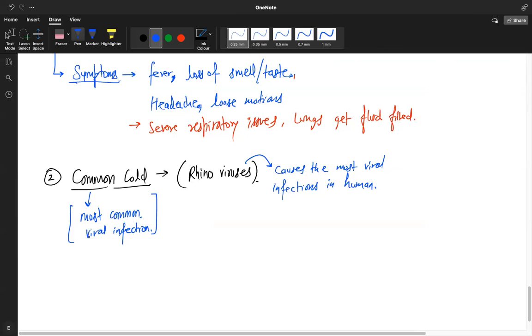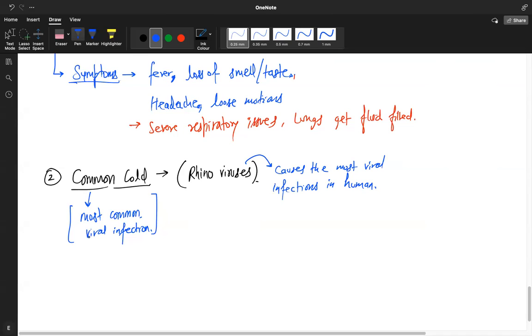Okay. So you will write the symptoms for common cold on your own, and how common cold can spread, and the causative agent is rhinoviruses. So most of the viral infections spread mostly through these things if they are affecting the respiratory system.